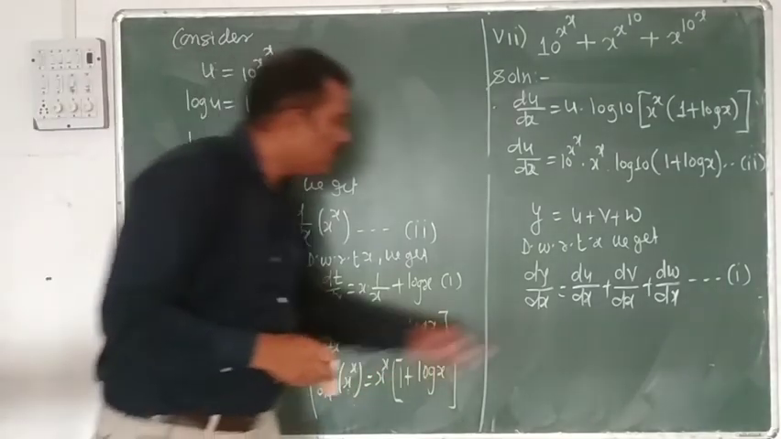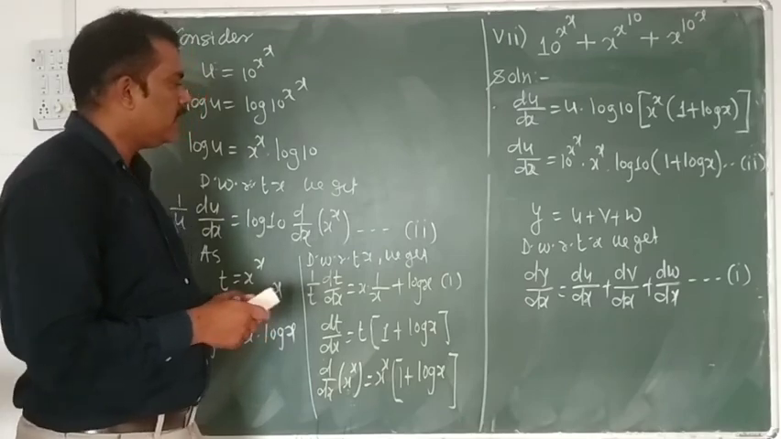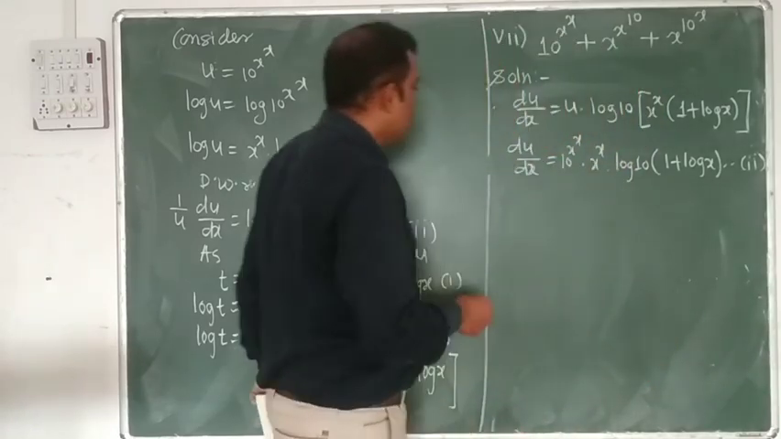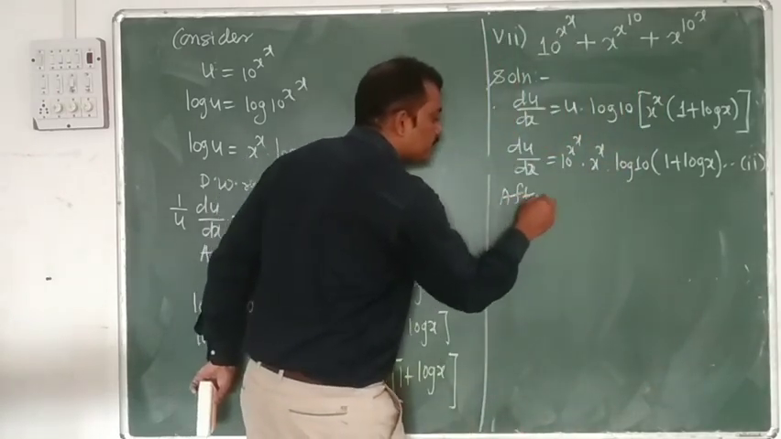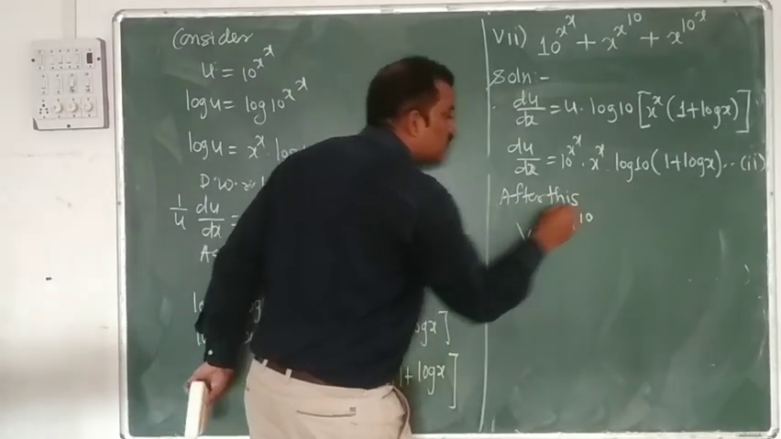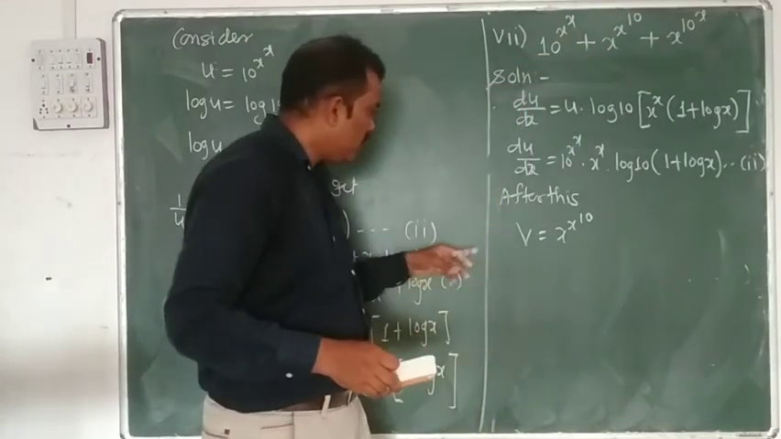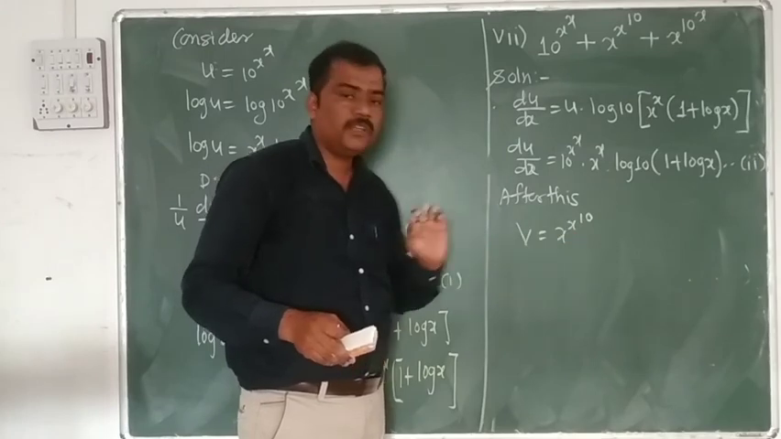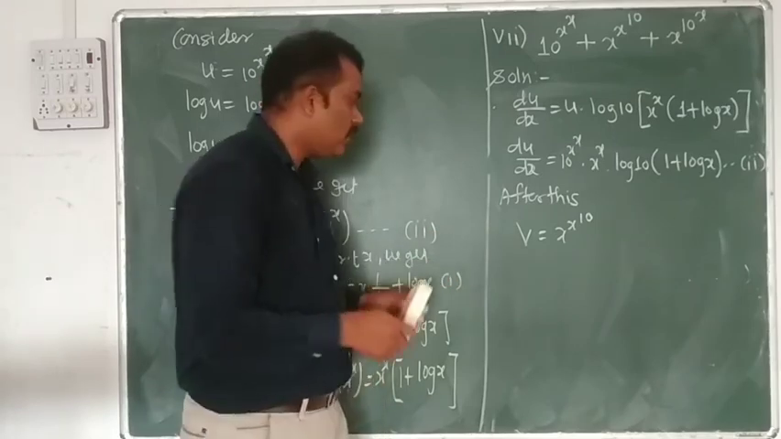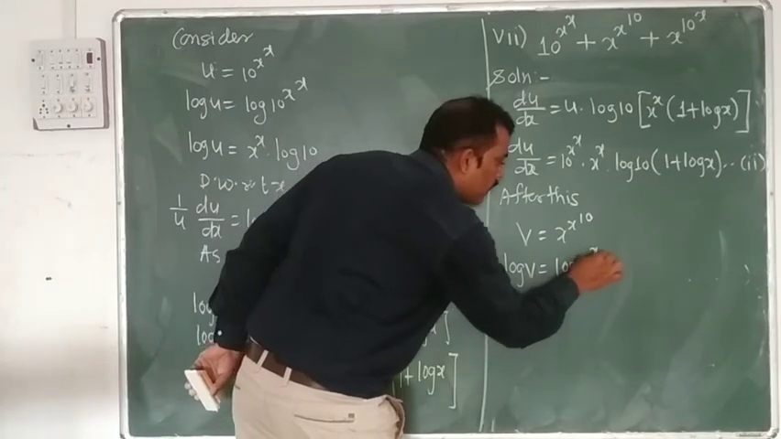Now we have to find the value of dv by dx. Next we have to find the value of dv by dx. After this, v is equal to x raised to x raised to 10. This one is u, this one is v, this one is w. So now we consider v is equal to x raised to 10. This is also function raised to function, so we have to take the log on both sides, that is log of v is equal to log of x raised to 10.